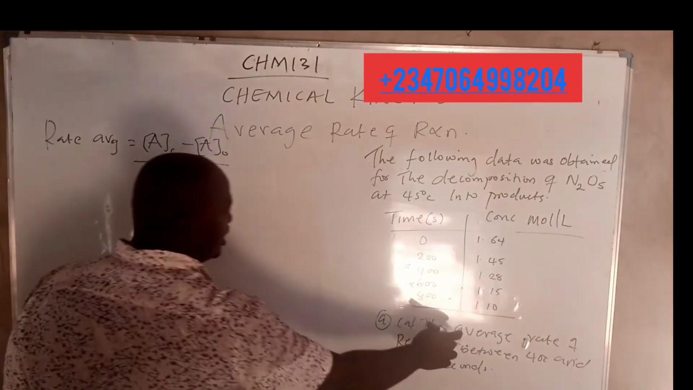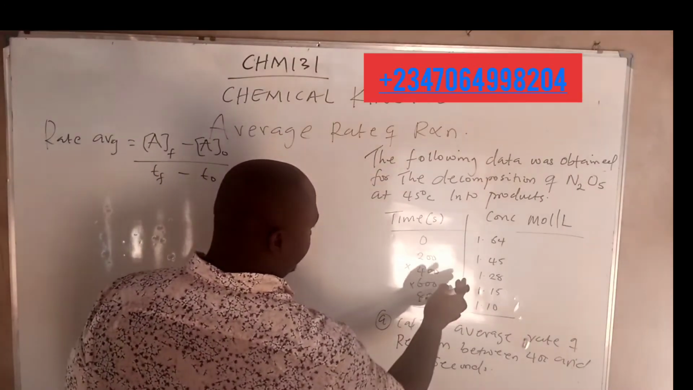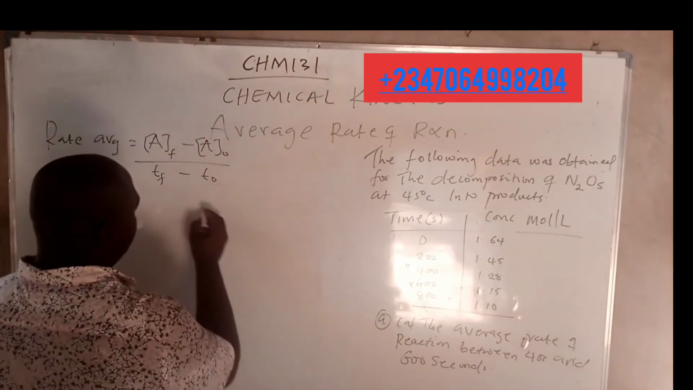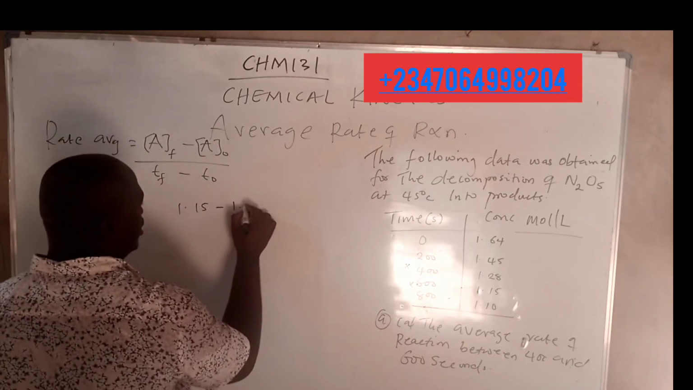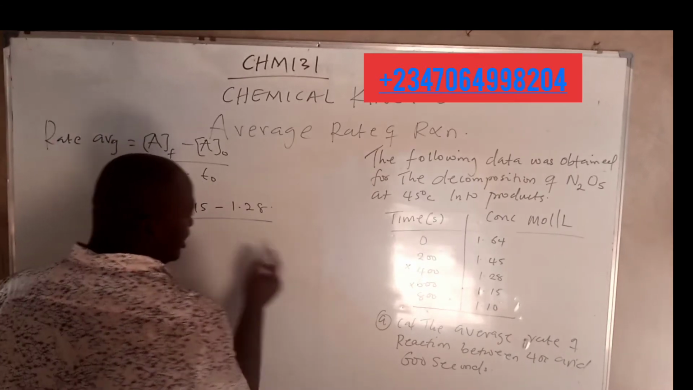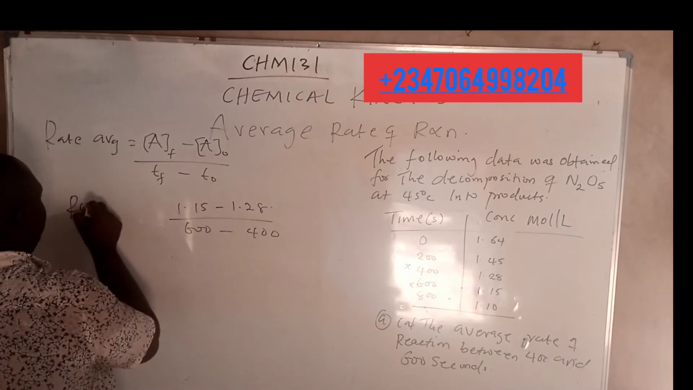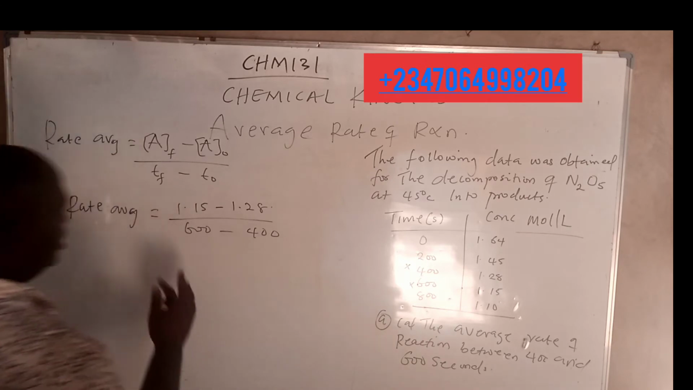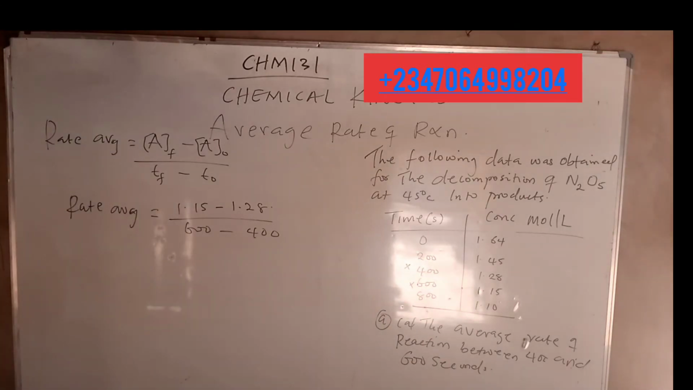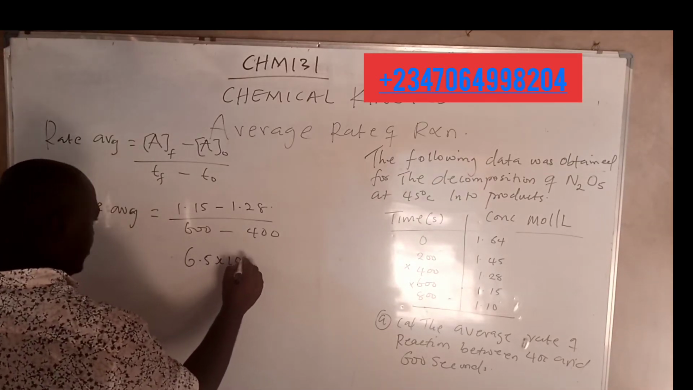So all we need to do right now is the concentration. That of the 600 is 1.15 minus the number of the 400, which is 1.28, all over the time, 600 minus 400. So the average rate is equal to, if you subtract this and punch it in your calculator, what you should get is 6.5 times 10 to the power of minus 4.